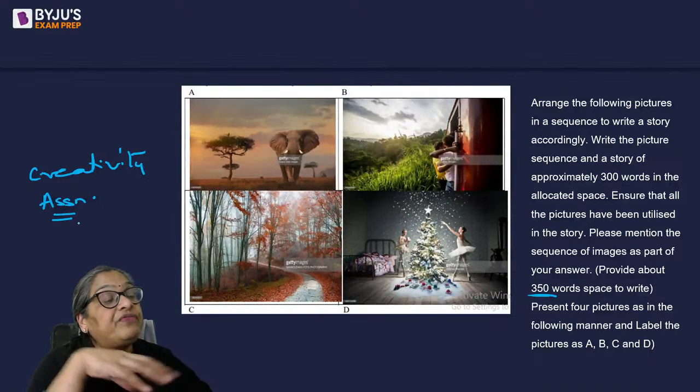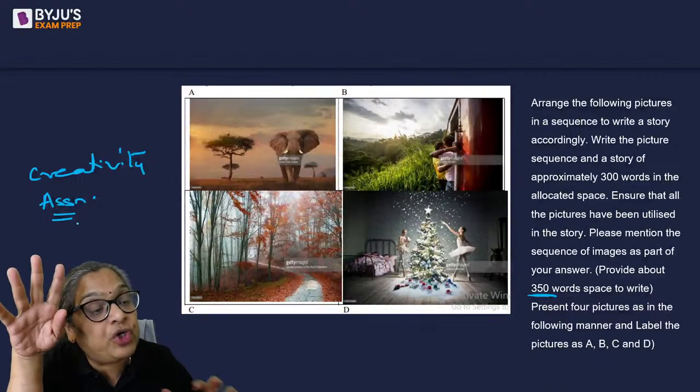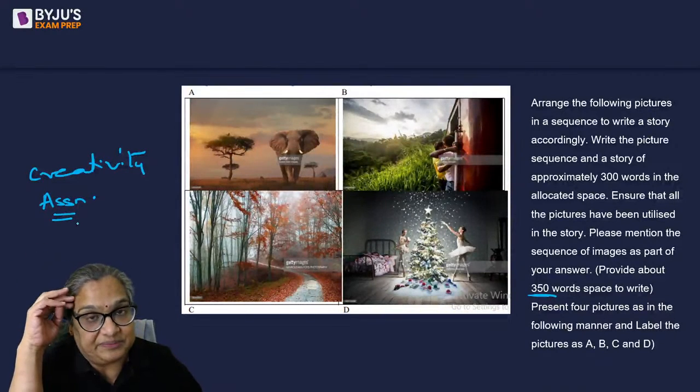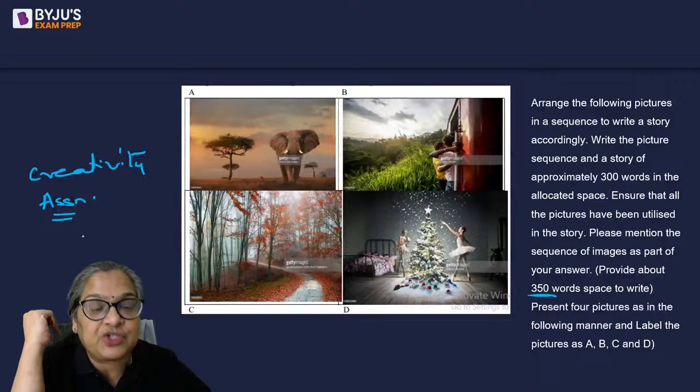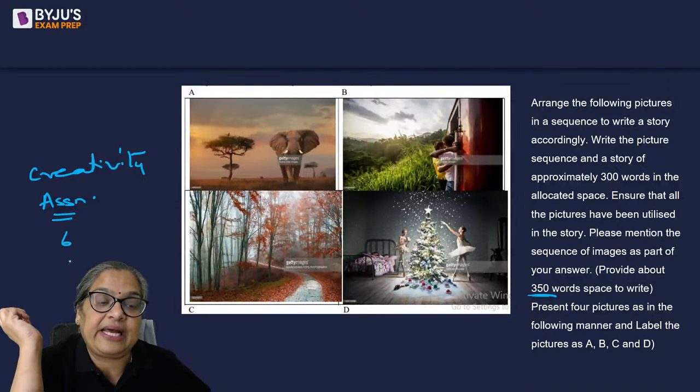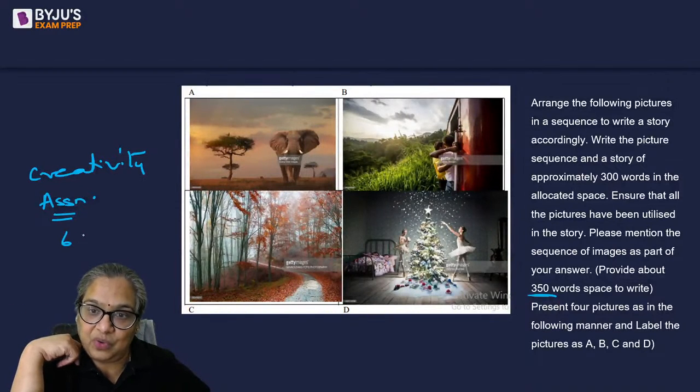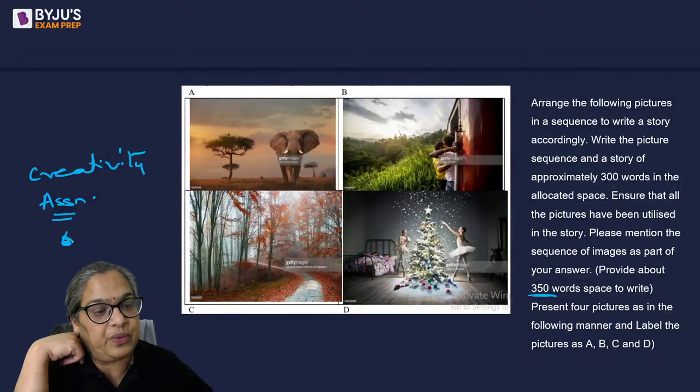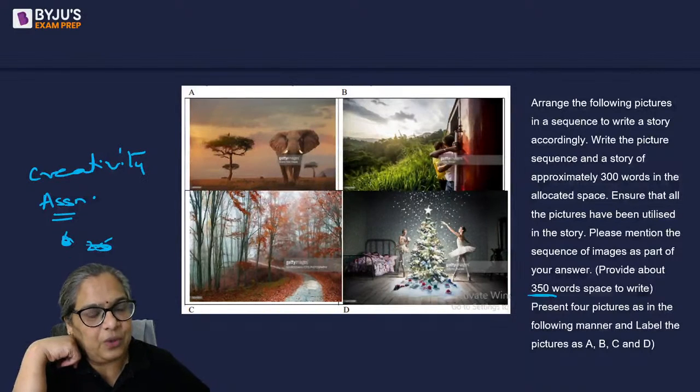The space that is given to you is 250 words. So 25 minutes, 4 questions. Look at it as 6 minutes each. Now assume this creativity question will take you 7 minutes. 25, so keep it as 24: 6, 7, and 6.